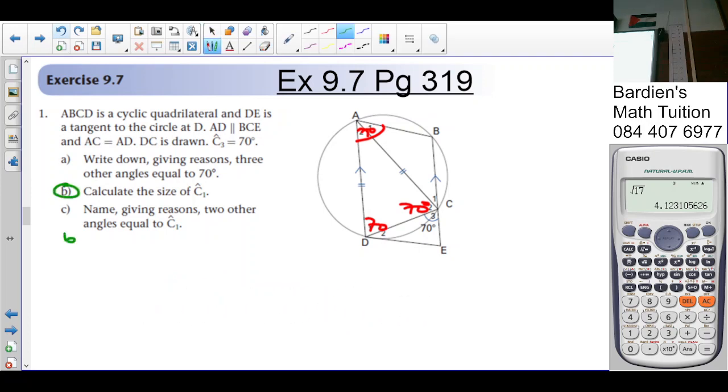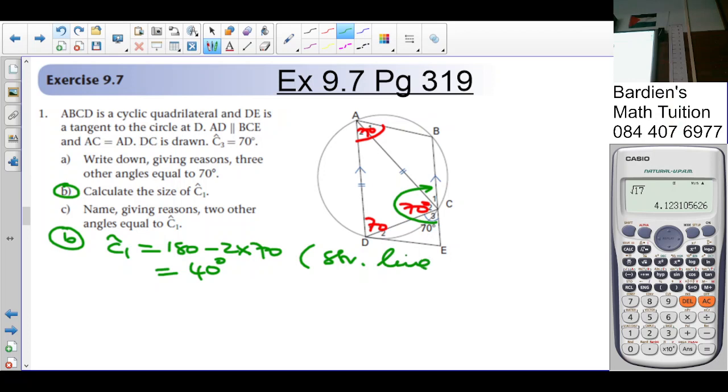Let's look at B. Calculate the size of C1. How are you going to calculate C1? Angles on a straight line. So C1 is equal to 180 minus 2 by 70, which is 40 degrees. Is that correct? You must write this straight line. 40. In C, name, giving reasons, two other angles equal to C1. Two other angles equal to C1.